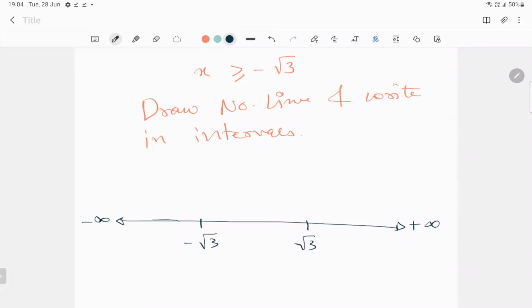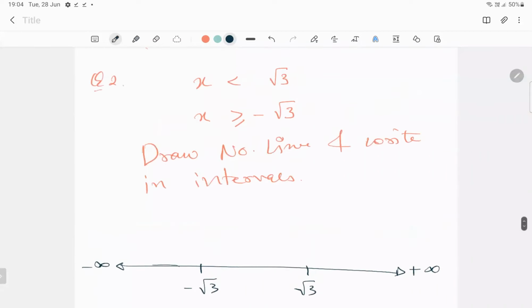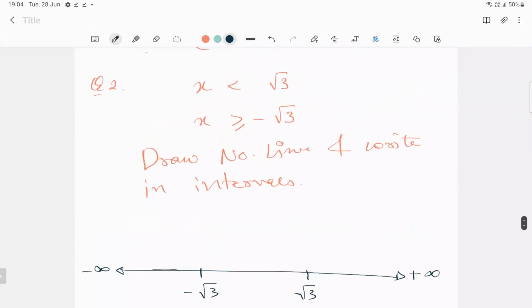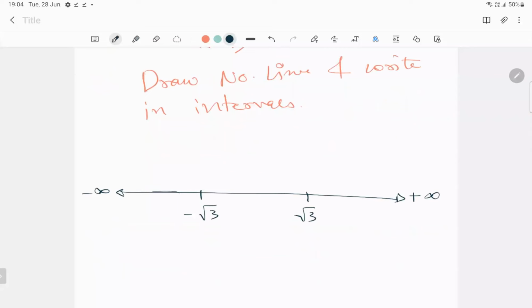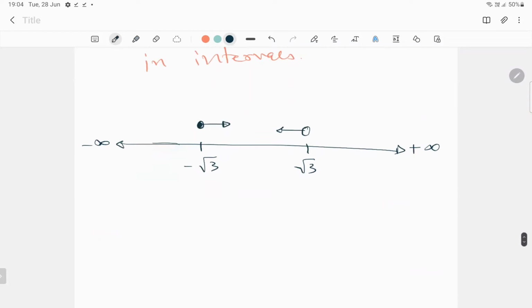It's understood. Now, the problem is x is lesser than root 3, and x is greater than or equal to minus root 3. Understood? You have to include minus root 3 here. So you will write x belongs to minus root 3 to root 3. You are getting only these numbers.